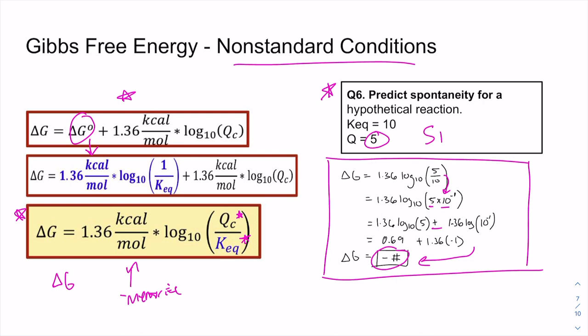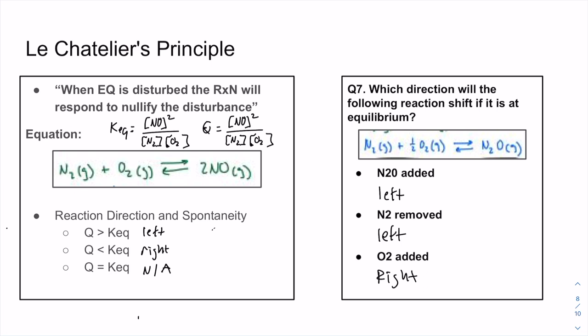Great. Okay, Le Chatelier's principle, we're very familiar with this. So I think the important thing to remind ourselves here is if you're given an equation, how do you write the equilibrium constant? Well, it's just the products divided by the reactants, and then you put the coefficient as the exponent. Okay, and then the reaction quotient is the exact same thing, but at non-equilibrium conditions. Okay, and then based on that, prove to yourself that each of these is true, which direction the reaction will shift, and then you're like, okay, well, what does that say about spontaneity?